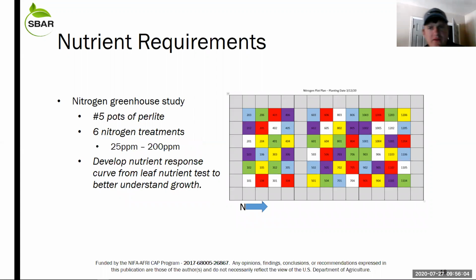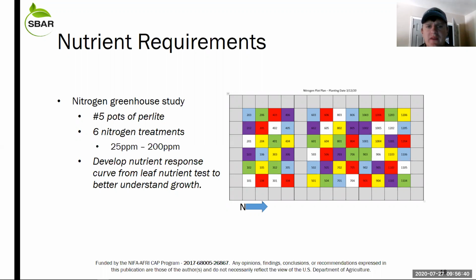So we have originally set this trial up in number 5 pots of perlite, which is an inert soil media. All the nutrients basically flow through it. It's just something for those roots to grab onto. And we deliver hydroponic solutions of 6 different nitrogen levels. Originally, the idea was to go from 25 ppm, which is about as low as we can go, up to 200 parts per million, which is a common amount of nitrogen delivered to a commercial crop of wheat when we do experiments, and then kind of give it 6 different rates throughout there.